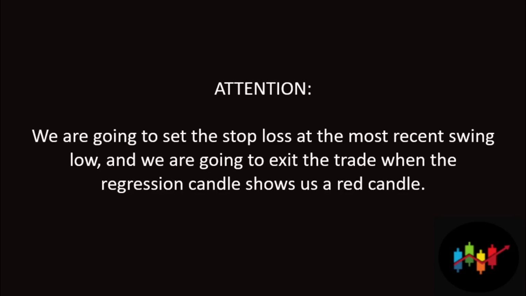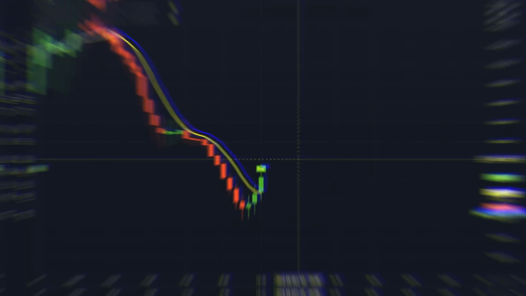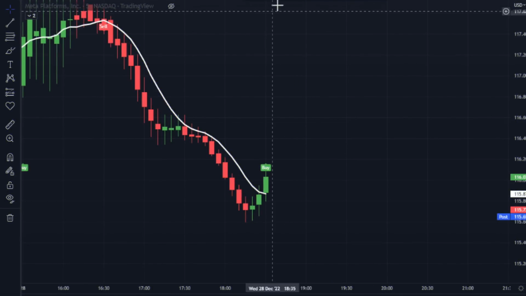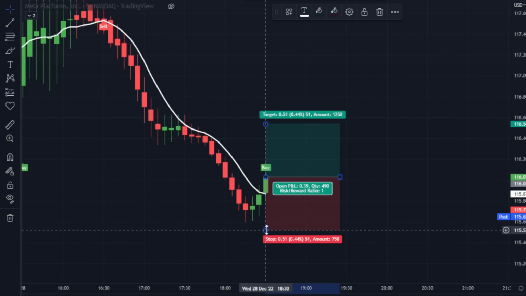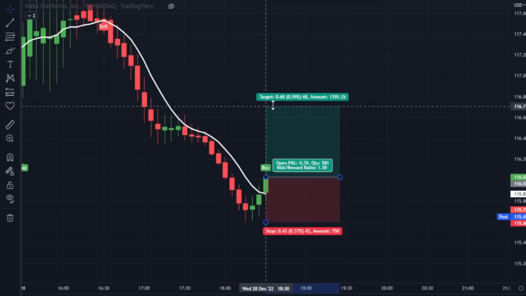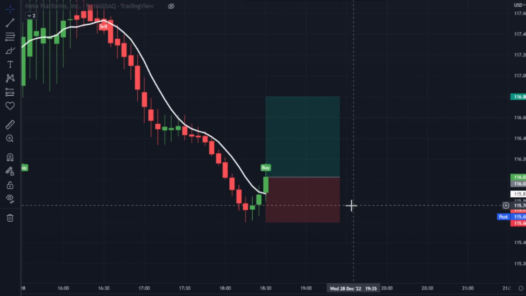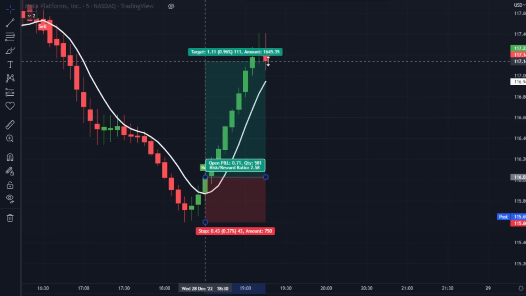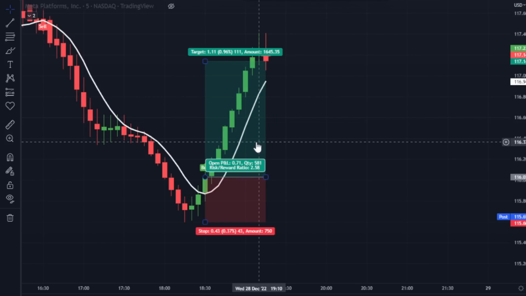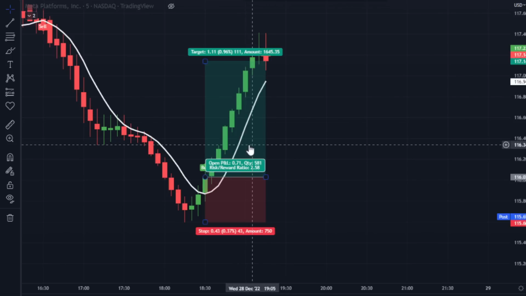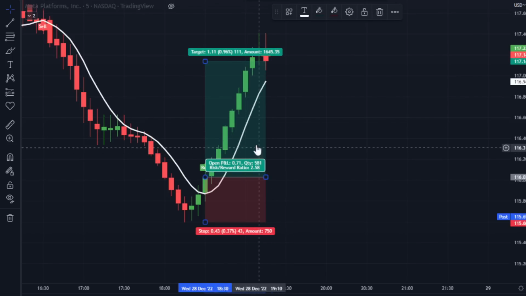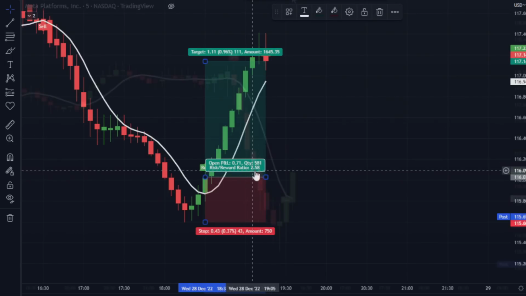Okay, so now we will see bullish examples. Here is an example of a valid long trade that meets all the conditions. We then set our stop loss and wait for the price to develop and give us a red candle to take our profit. Okay, we see that the candlestick turned red, so we are going to close the trade with a take profit risk reward ratio of 2.58. Let's look at other examples.